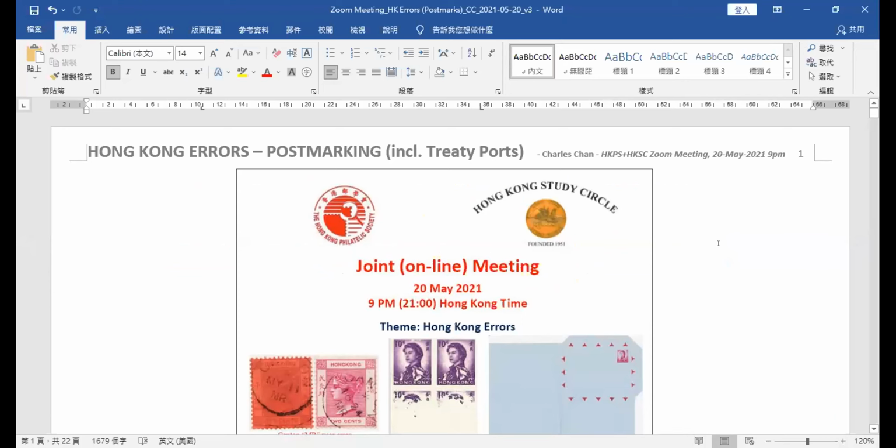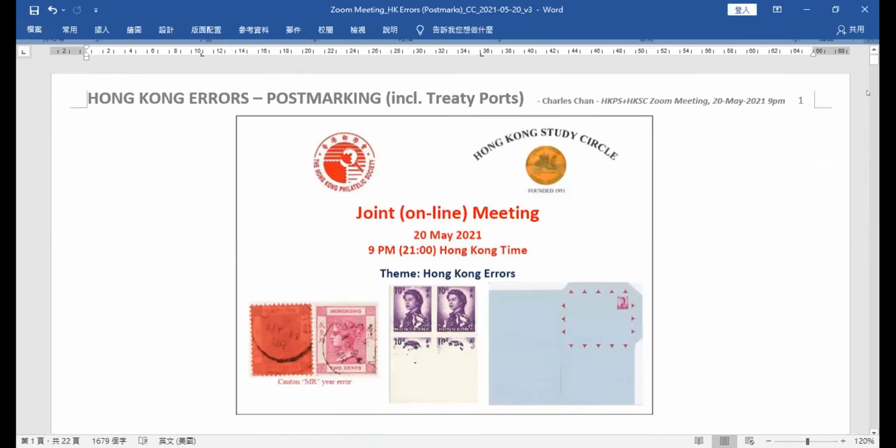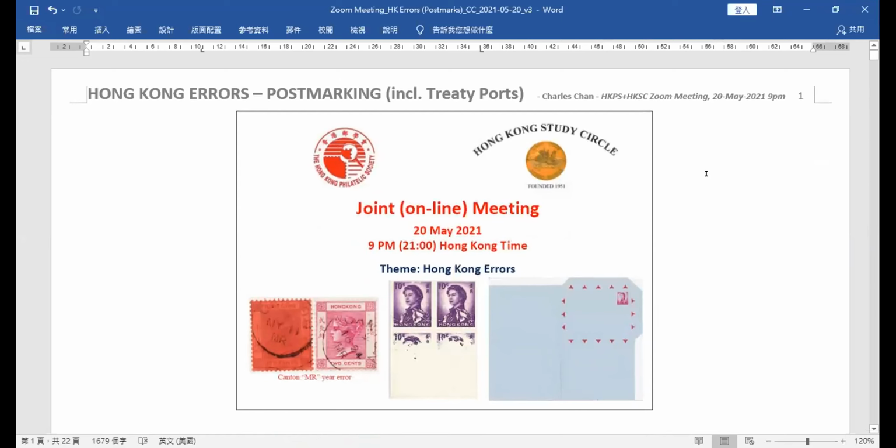Okay, at the very beginning, I asked Andrew whether the errors would include postmarks or not. He said, okay, show you the Facebook, the left bottom corner is with postmarking error. Therefore, I've made this V2 presentation, so that we're talking about the postmarking errors in Hong Kong, also including the trip reports.